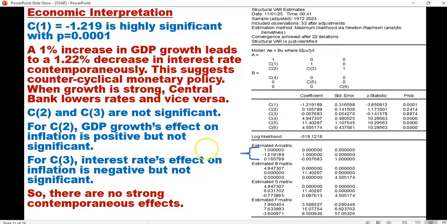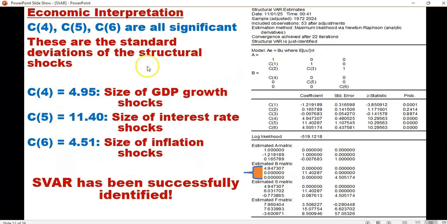Now the essence of doing this is for us to also know about the B matrix. You see that C4, C5, C6, they are all significant at the 1% level. Now these are the standard deviations of the structural shocks. For C4, the coefficient is approximately 4.95, which is the size of GDP growth shocks. For C5, this is 11.40, which is the size of the interest rate shocks. For C6, it is approximately 4.51, which is the size of inflation shocks.